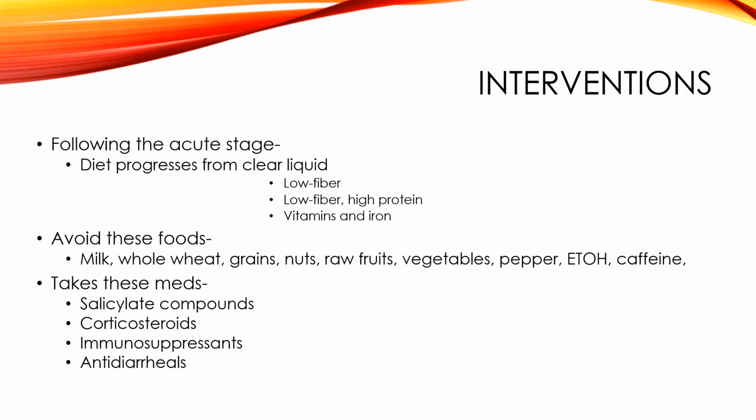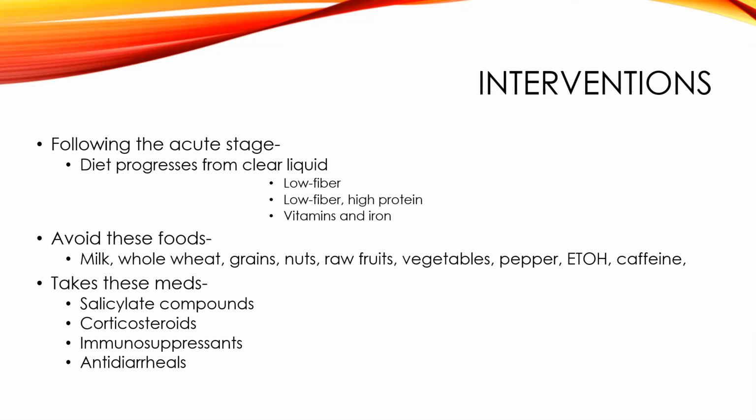Intervention-wise, you're going to definitely make them NPO. The being NPO is to actually give their bowels a rest, but as they get better, they can move them to a clear liquid diet, and then if they can tolerate that well, then they'll put them on low fiber, and then low fiber and high protein, and vitamins and iron.